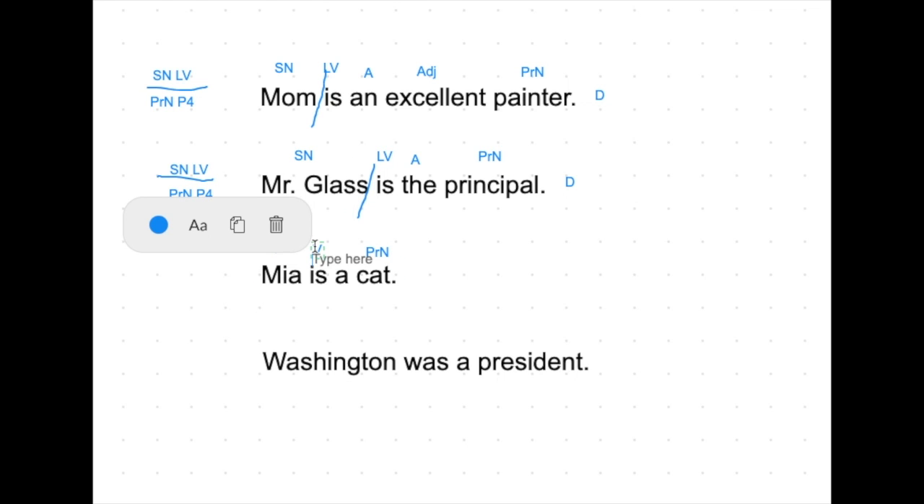Change the verb to a linking verb. A is always an article adjective. Period, statement, declarative sentence. This is subject noun, linking verb, predicate noun, pattern 4.